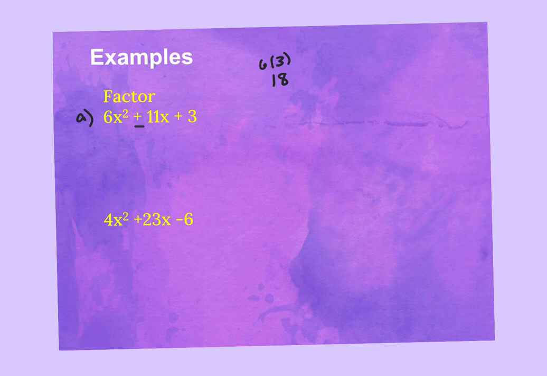So I need them both to be positive. I have 1 and 18 and 2 and 9. That's the one that adds up to 11. I replace the middle term with the 2x and the 9x, and the order doesn't matter.